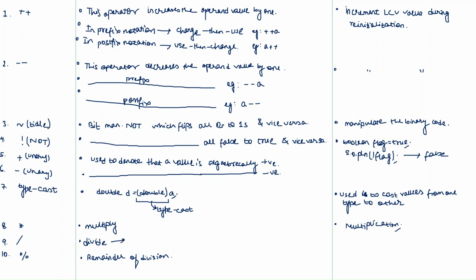Also, in this case, division. In case of integer division, it truncates the decimal part. You should note this. It by default truncates the decimal part, and only the quotient is returned in that case.